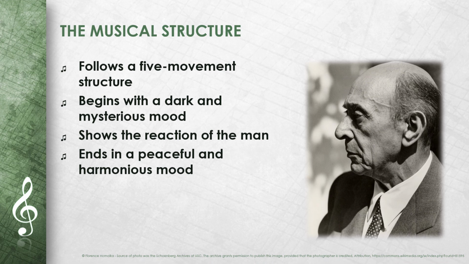Verklärte Nacht follows a 5-movement structure that traces the course of the poem. The first section begins with a gloomy and mysterious mood. In the second section, the woman confesses her guilt. The third section shows the man's reaction. The fourth section brings a change in the atmosphere as the man declares his love. The final section leads to the transfiguration and ends in a peaceful and harmonious mood.